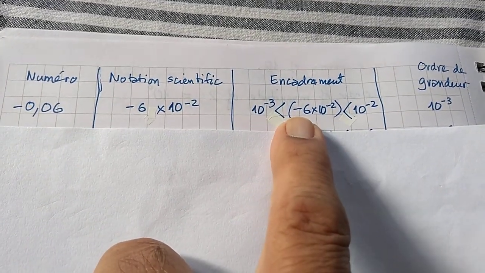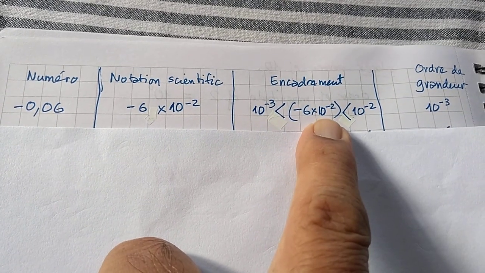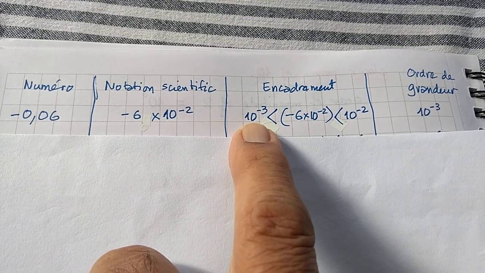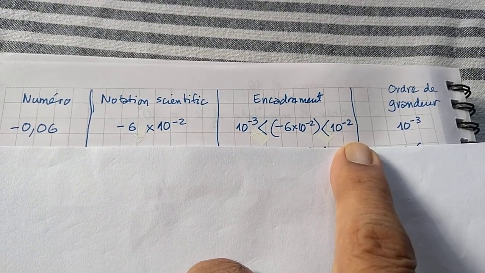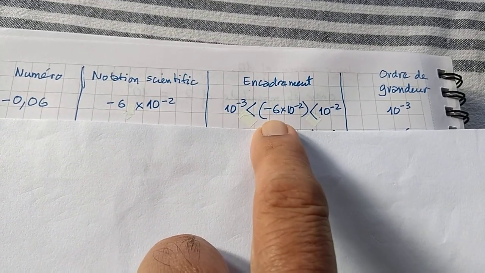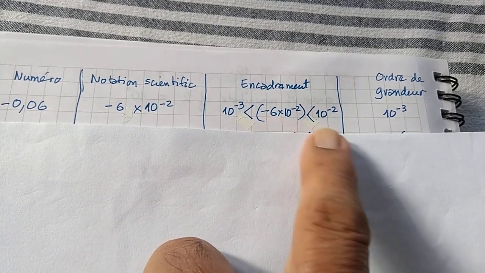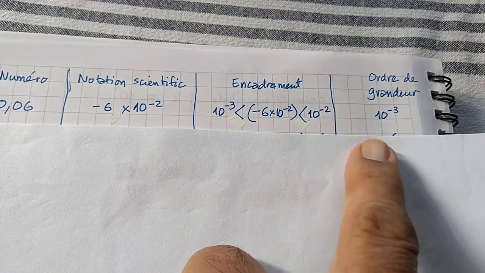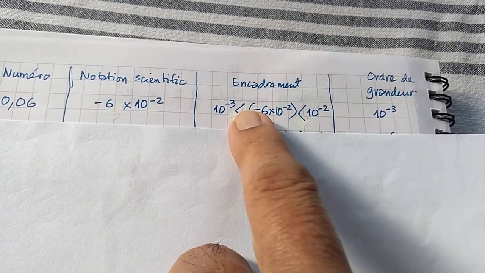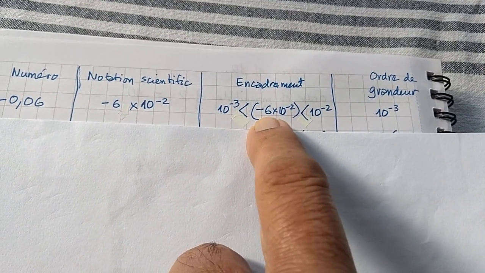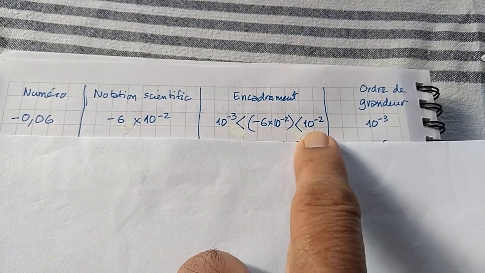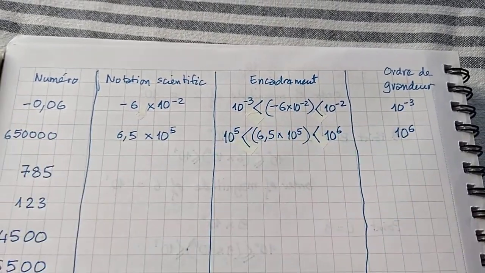Then when we do the encadrement, it's minus 6 times 10 to the power minus 2. It is bigger than minus 10 to the power minus 2 and smaller than minus 10 to the power minus 3. And here it is closer to 10 to the power minus 3 because it's minus 6. So the order of magnitude is 10 to the power minus 3. Here you are rounding down. Minus 6, you are taking a smaller number because it is closer to the smaller number than to the bigger number. Think of it that way.